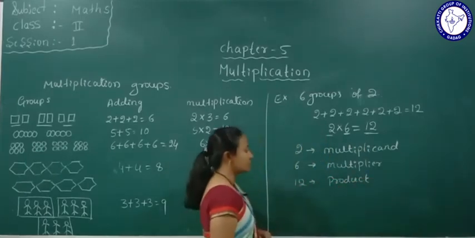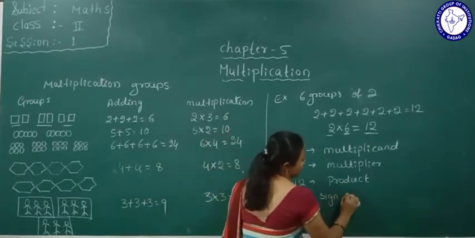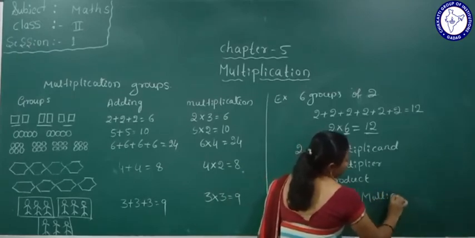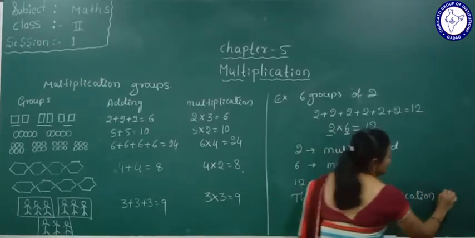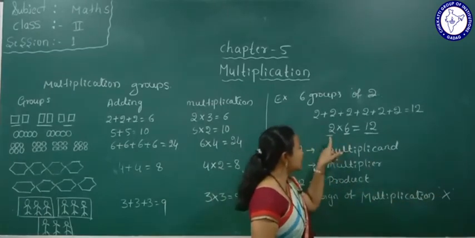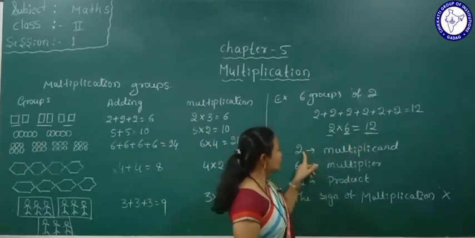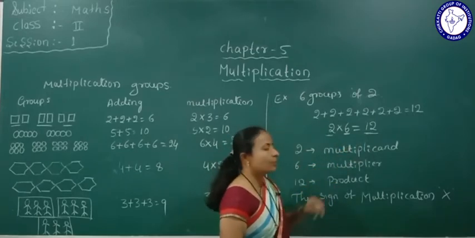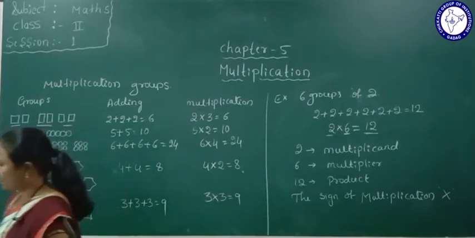That is the product. You know, students, the sign of multiplication is into. Yes, this is the sign of multiplication. Here see, 2 into 6 is equal to 12. Understood, no? 2 is the multiplicand, 6 is the multiplier and 12 is the product. Understood now this one? Yes. See here, we will see the examples.